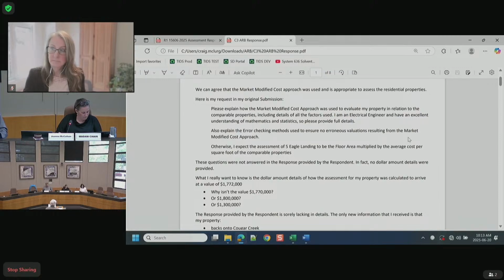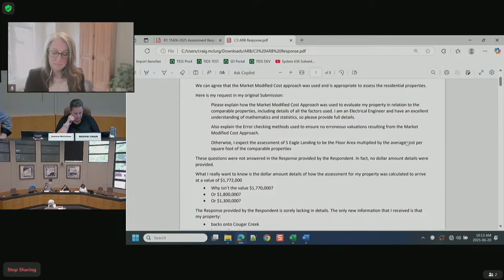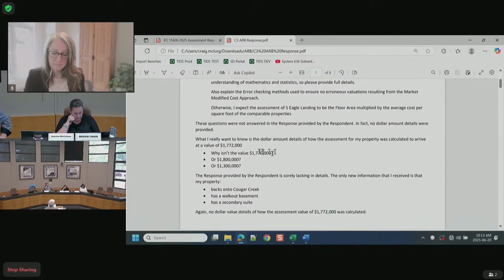There are property differences, which is what the modified cost approach uses. I would just like to know what the cost value in dollars is for those different property differences. Basically, my property assessed value is $1,772,000. I'd like to know why it's not $1,770,000 or $1.8 million or $1.3 million.